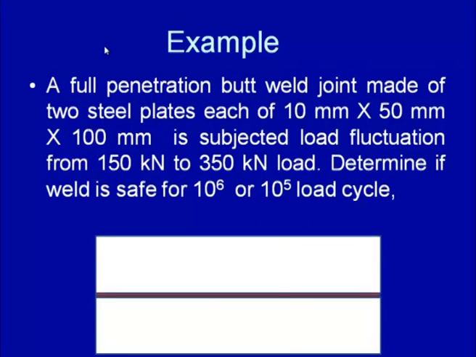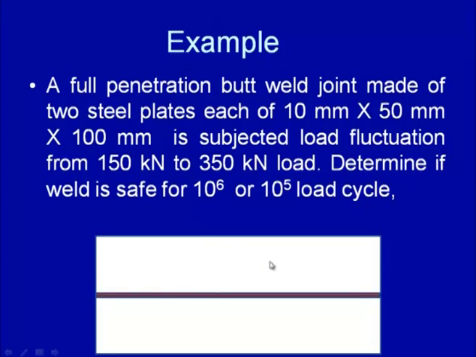So, we will see one example to show how the weld joint can be designed for fatigue loading. Say, for example, a full penetration butt weld joint made of two steel plates, each of 10 mm thickness, 50 mm width and 100 mm length, is subjected to load fluctuation from 150 kilonewton to 350 kilonewton. Then determine if the weld is safe for 10 to the power 6 or 10 to the power 5 load cycles.